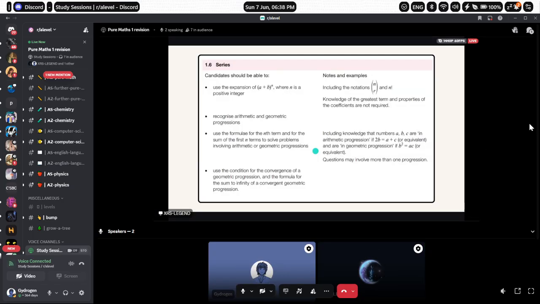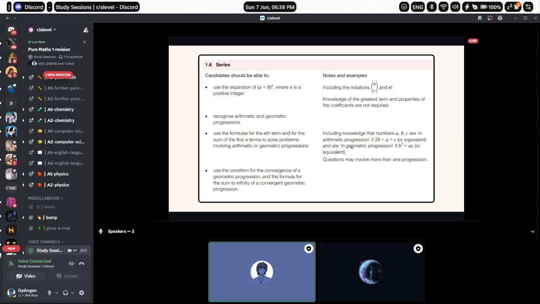Okay, then moving on, you have APs and GPs. First of all, you need to recognize what an AP or GP is. For arithmetic progression, it's in the form a plus n minus 1 d. For geometric, it's a times r raised to n minus 1. That's the general term of those progressions.